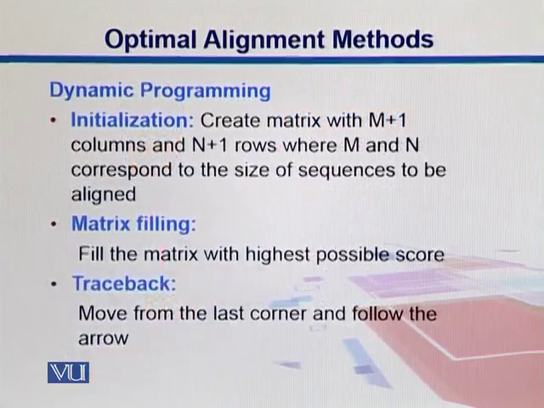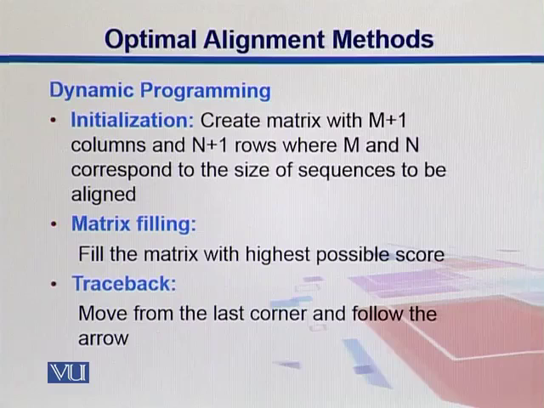While we do initialization, what we do here is create a matrix with m+1 columns. How many columns do we need? One more, since we are trying to compare two sequences over full length or for local regions with one another. So we need an empty additional column, and in the same way we need an additional row. Why? Because we want to initialize. You'll understand when we start filling this matrix. So m and n correspond to the sizes of those sequences.